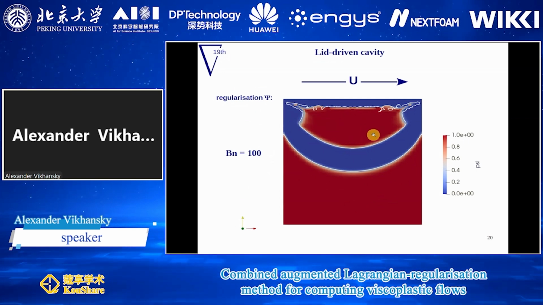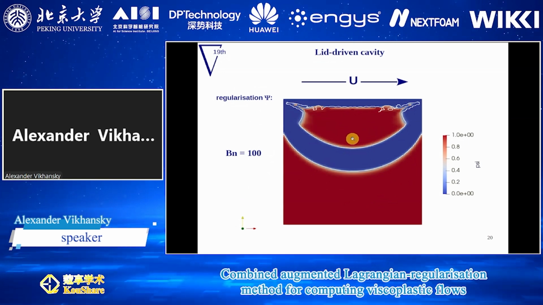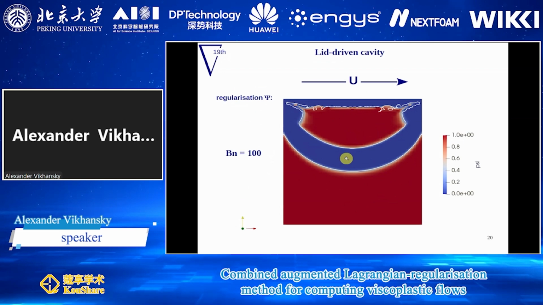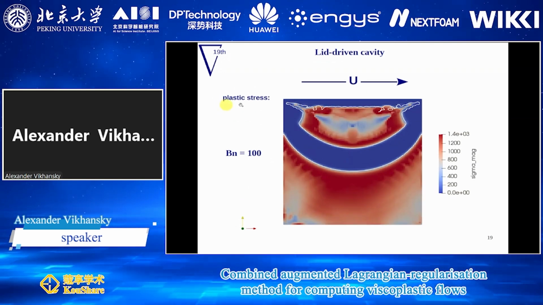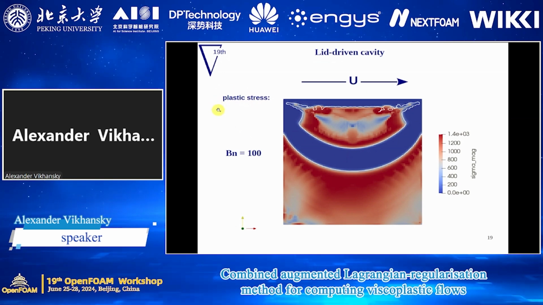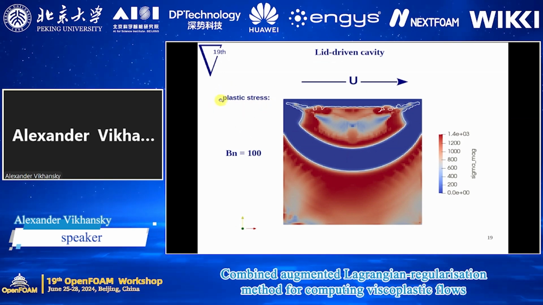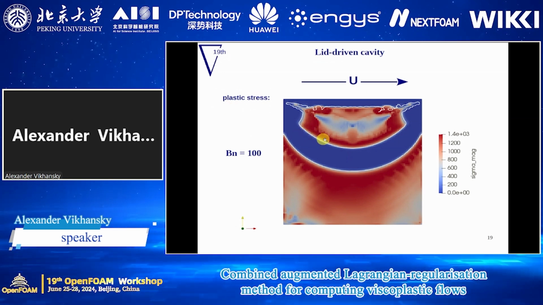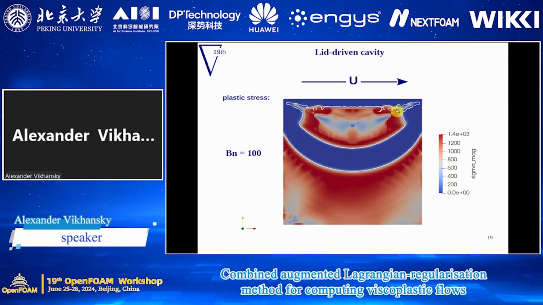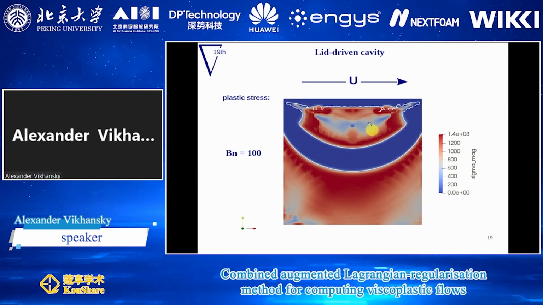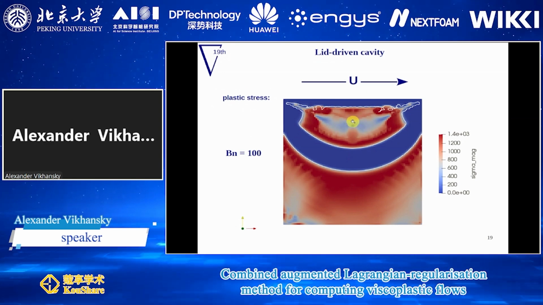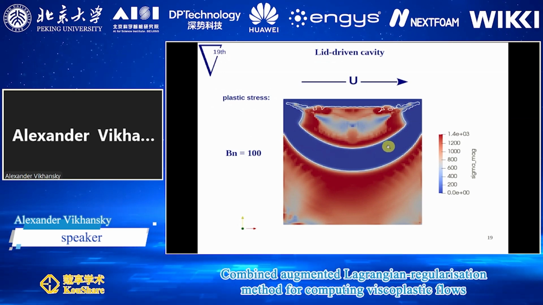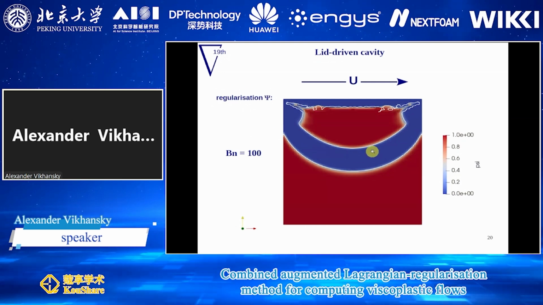However, it gives us the boundaries of the yielded and unyielded regions, similar to what, for example, the regularization method would provide. And it is the plastic stress as calculated with the combined regularization and augmented Lagrangian approach, and you can see that indeed it is non-zero close to the boundaries of this region, and outside it is 0, because here the Papanastasiou model does the job.